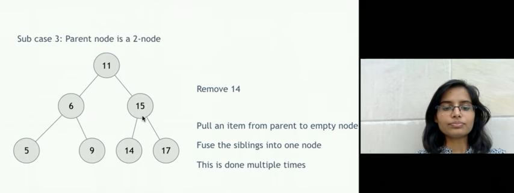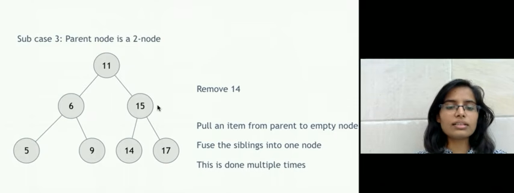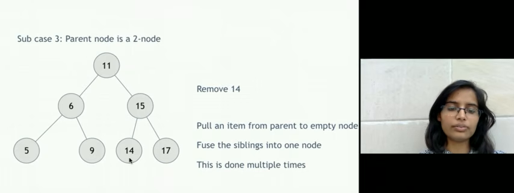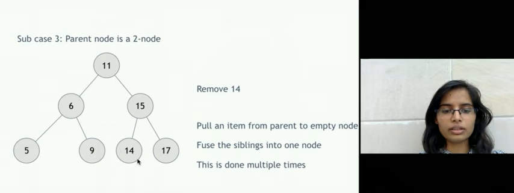So it satisfies both these properties of the subcase 3. And let's see what we can do here. We'll pull an item from parent to the empty node that we get after removing our element. So we remove 14 here, we get an empty node here. So we pull down 15, and then we'll fuse the siblings into one node. But there will be an underflow here.